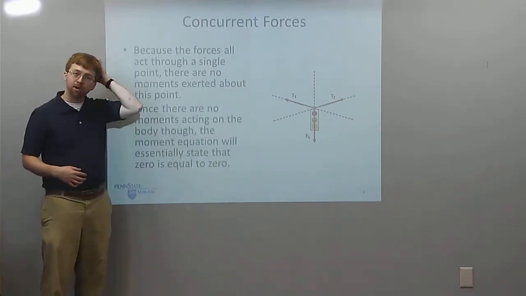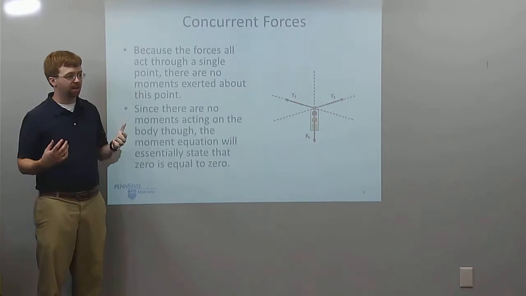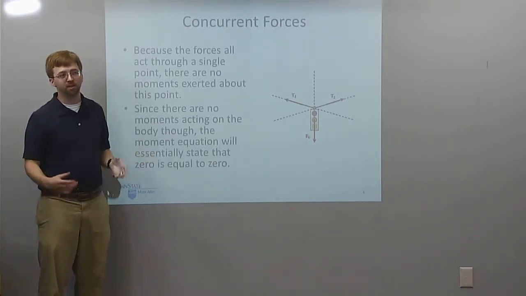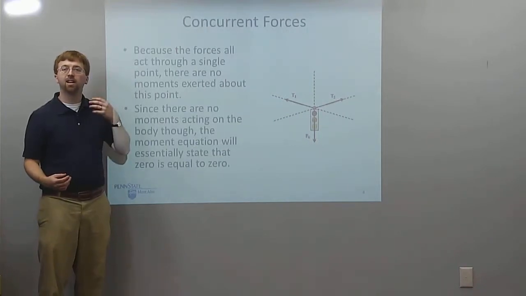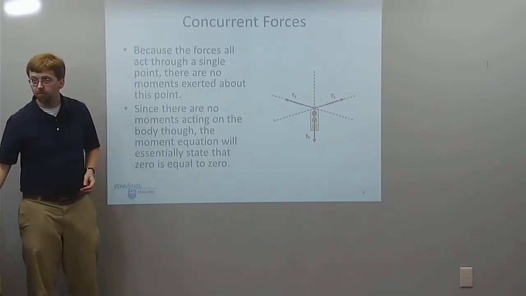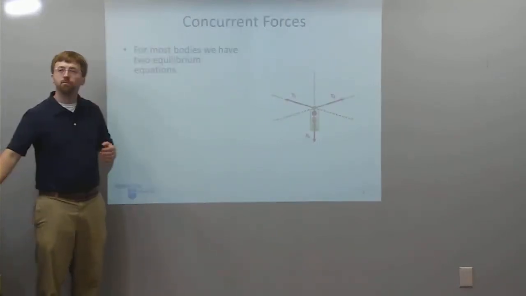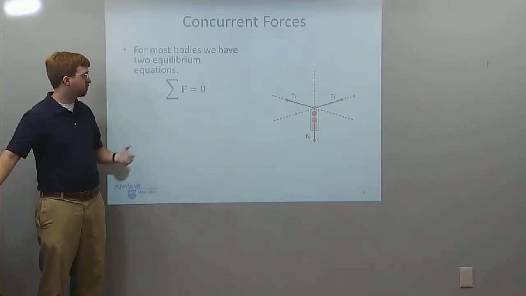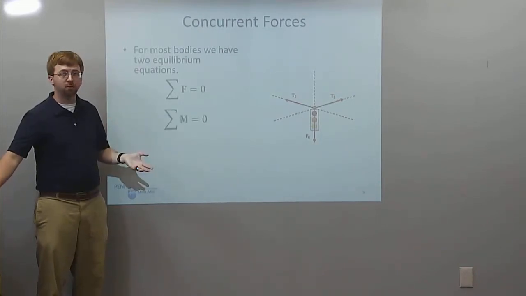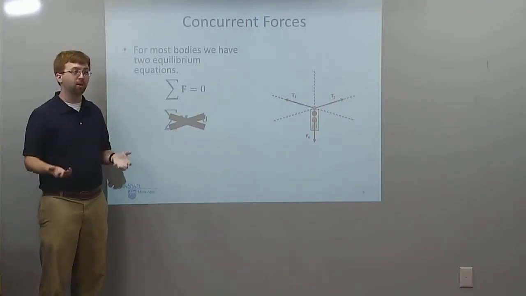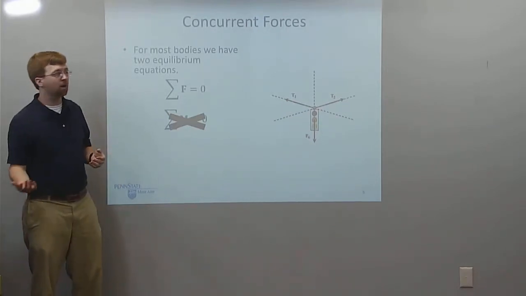Because essentially our moment equation is just going to say sum of moments equals 0, but all the moments are 0 in the first place, so my moment equation ends up stating that 0 is equal to 0, which is true, but not particularly helpful. So, normally we have two equilibrium equations. We can say sum of forces equals 0, and sum of moments equals 0, but as we stated before, that moment equation is going to say 0 equals 0.